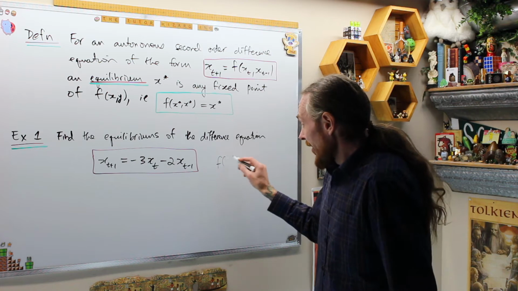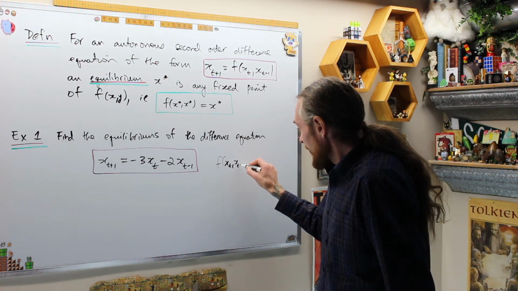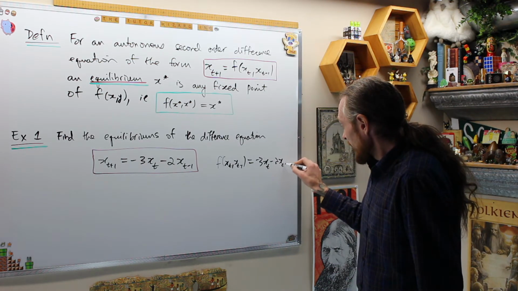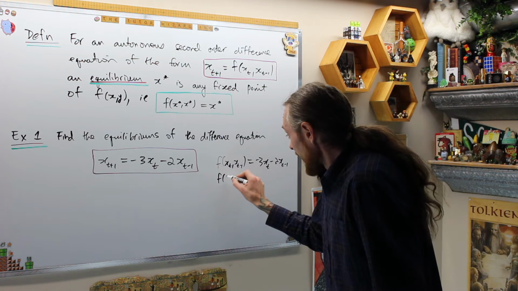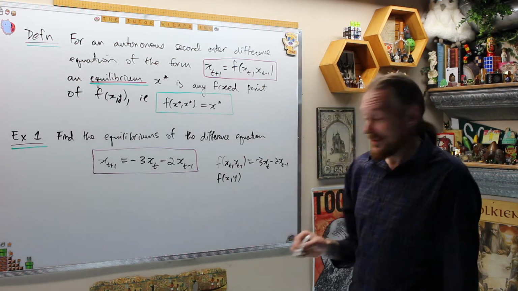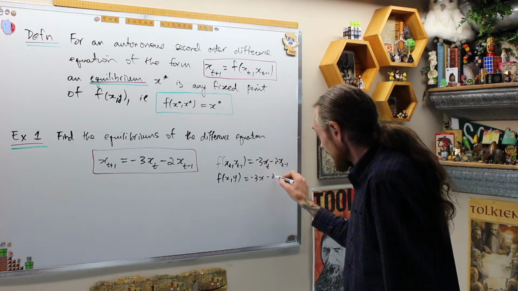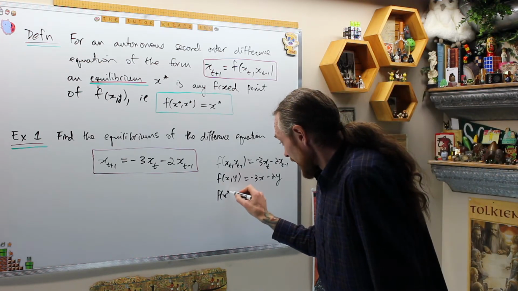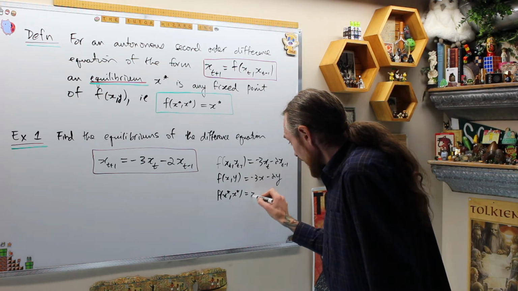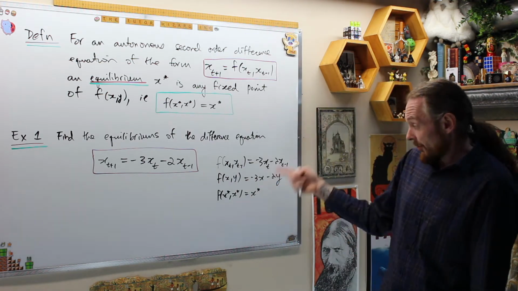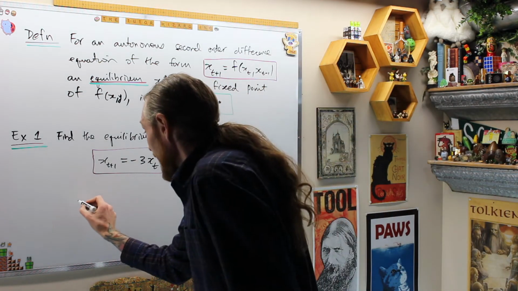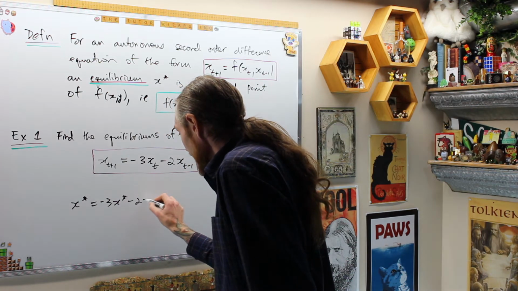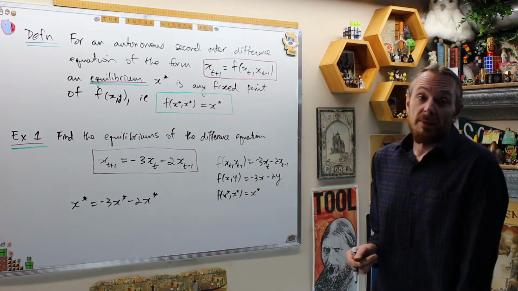First of all, our f of x_t, x_{t-1} is equal to negative 3x_t minus 2x_{t-1}. If we were making that a function of x and y, like the analogy last time, this would be negative 3x minus 2y, the two coordinates. But what we're going to look for is we're going to let x and y both equal x star, and we're going to let x_{t+1} equal x star, and that's what we're looking for. So in this one, what we're going to get is x star equals negative 3x star minus 2x star.